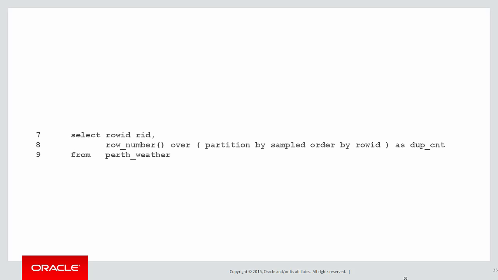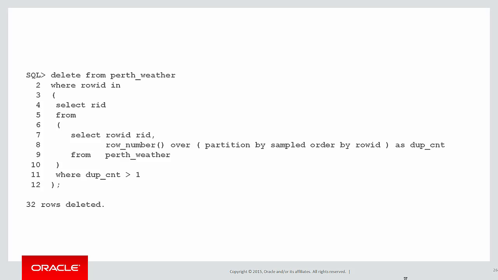Here's the query we just saw on the previous slide, getting the row number partitioned by sample ordered by row ID. We're going to select the row IDs where the duplicate count is greater than 1. We have to use an inline view because, as we know, we can't use an analytic as a predicate. That's going to identify all the rows that are duplicates. And then we simply wrap that in a delete command, and we can see we removed 32 rows.